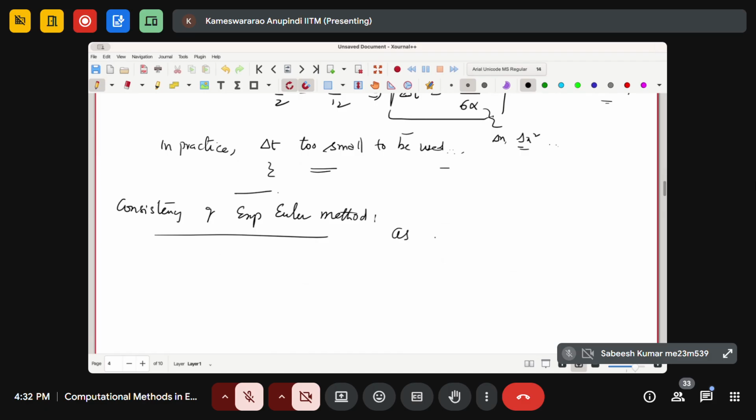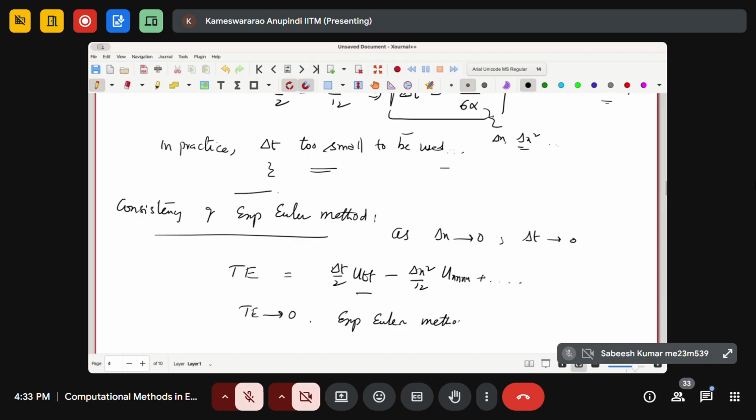So as I make my delta x smaller and delta t smaller, we know that the truncation error, which is of the order of delta t by 2 u_tt minus delta x squared by 12 u_xxxx and so on, also goes to 0, right? Because delta t and delta x are made to 0. So as a result, the explicit Euler method is a consistent method, right? Because then the truncation error goes to 0 as you make the mesh refined.